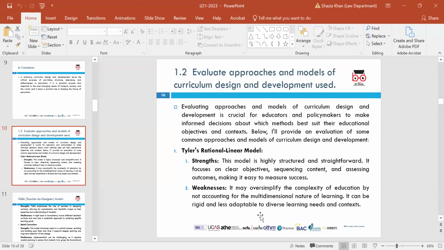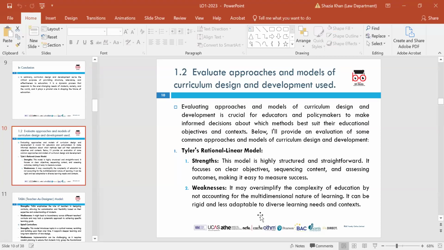linear model, and that was developed at the University of Chicago. It was the first model of curriculum development, and it was presented in the book Principles of Curriculum and Instruction, published in 1949. Tyler argued that curriculum development should be logical and systematic. He also argued that to develop any curriculum, workers should respond to 4 basic questions.